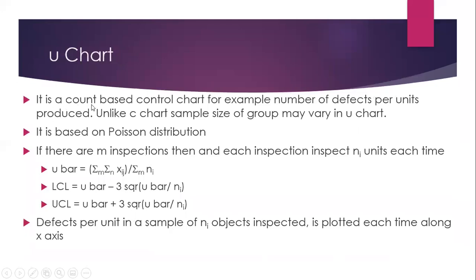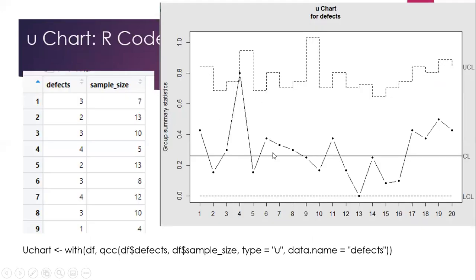Then the U chart, it is a count based control chart. For example, number of defects per unit produced. So it is per unit. So unlike the C chart, the sample size of a group may vary in the U chart because the illustration is of defects per unit. It is based on Poisson distribution. If there are m inspections and in each inspection Ni units are inspected each time, then u bar is the average and we can get lower and upper control limits, and defects per unit in a sample of Ni objects inspected is plotted each time along the x-axis. So this is the illustration of the U chart. We can see the variable upper control limit here.